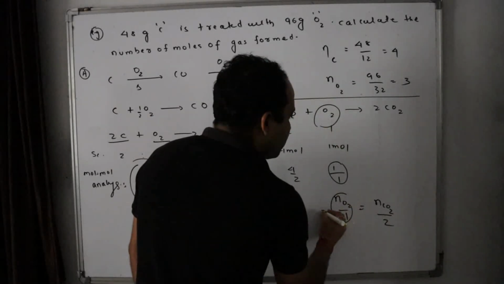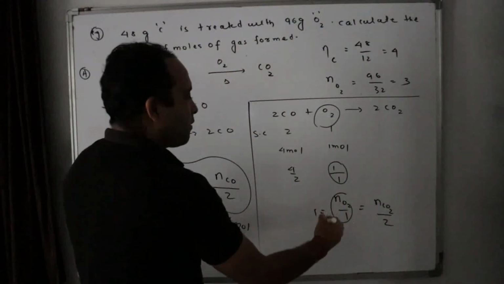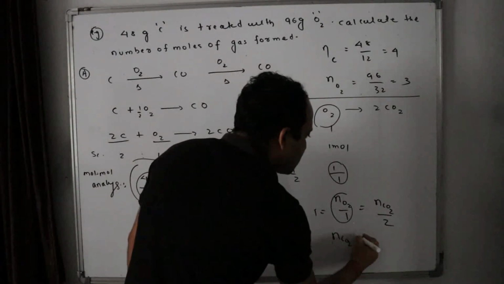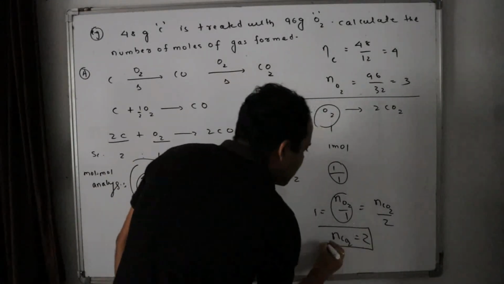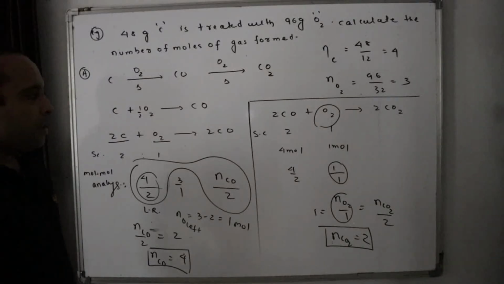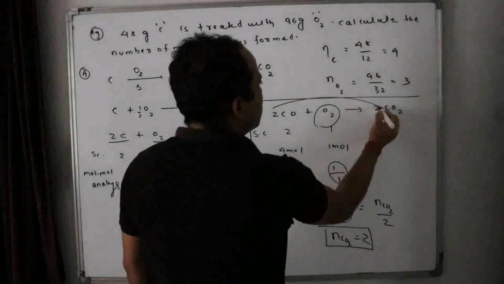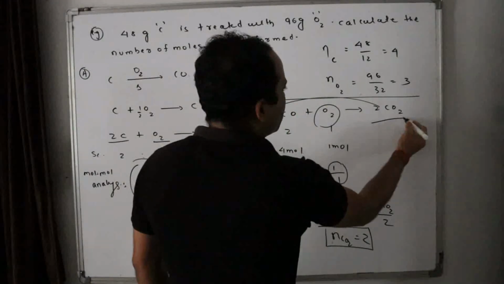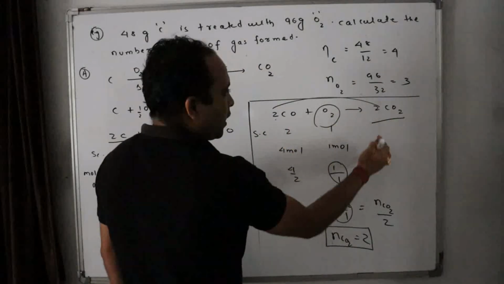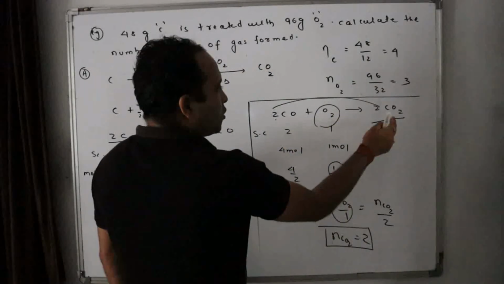So this is equal to how much? 1. So the number of moles of carbon dioxide formed is how much? 2. Now here 2 mole requires 2 mole. That means here 2 mole is formed. So 2 moles gives 2 moles. Here how much carbon dioxide is formed? 2 mole. So 2 mole is formed.